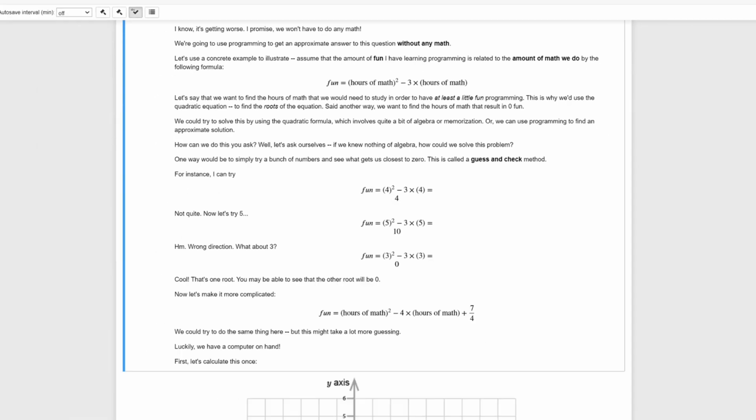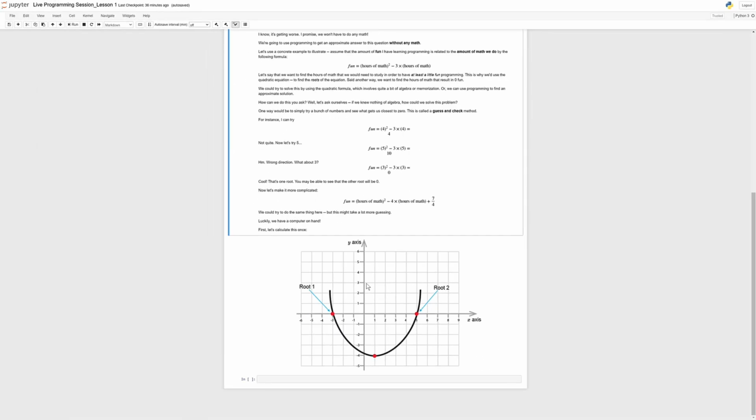And to solve that, we need to know what the roots are. So said in another way, if we know when the fun is equal to 0 and that it follows this equation, whenever fun is equal to 0, that's when it's turning from positive to negative. And that's why we might want to know the roots of the equation. This can be used for pretty much anything. I'm using fun in hours of math, but you can use this for a lot of different things, right?